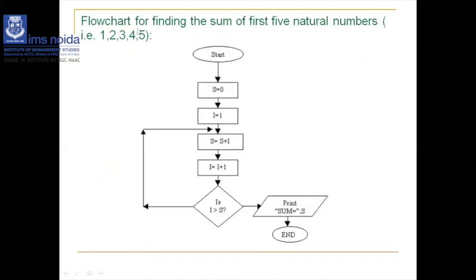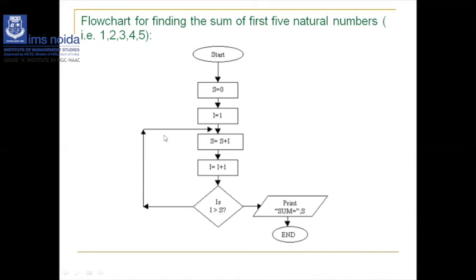A flow chart for finding the sum of first five natural numbers. First five means 1, 2, 3, 4, 5. And since we have to do the addition, you will use s is equal to 0, I is equal to 1, and increment sum is equal to s plus I. Initial value of I is 1, so 0 plus 1, 1 is added here. I will be incremented, I becomes 2. It will check the condition.